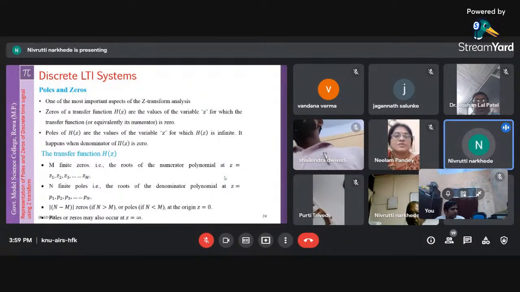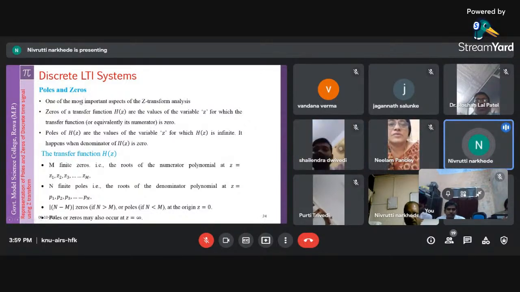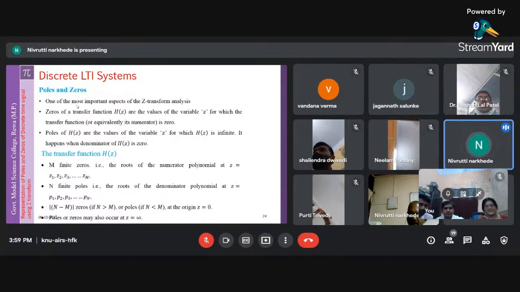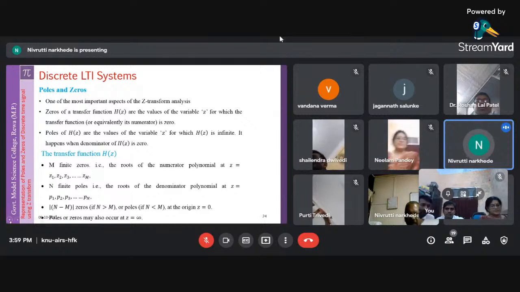So poles and zeros are one of the most important aspects of Z transform analysis. Zeros of a transfer function H(z) are the values of z for which the transfer function is 0, that is, the numerator is 0. Poles of H(z) are the values of z for which H(z) is infinite, that means equating the denominator to 0. There are finite cases and infinite cases. With the mod of n minus m, zeros exist if n is greater than m, and poles exist if n is less than m, at the origin equal to 0. Poles or zeros may also exist at z equal to infinity.